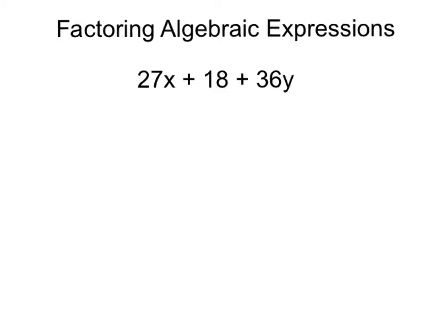So we're going to do the same thing we did on the previous slides. We're going to find the greatest common factor. So we have 27, 18, and 36.